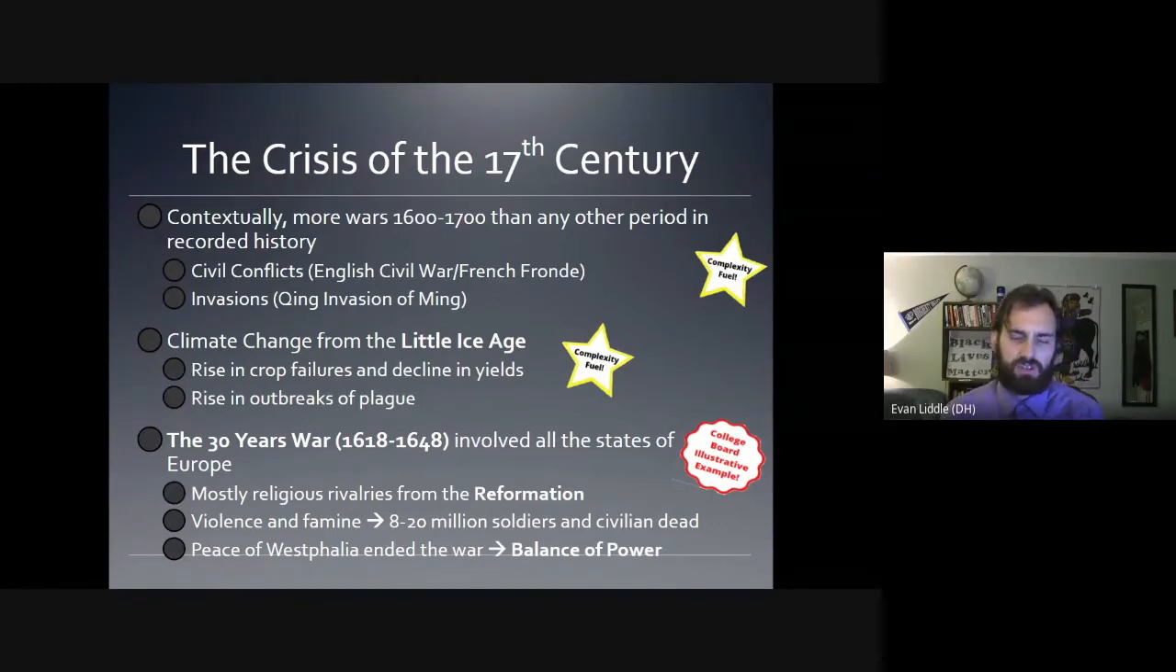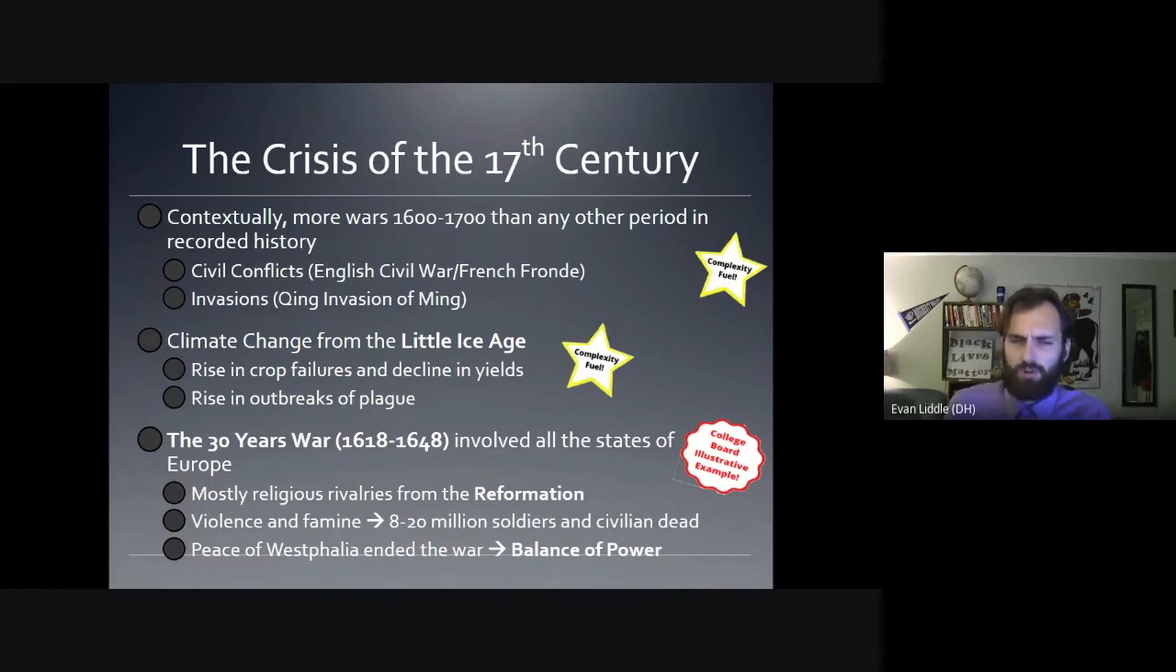And the question is, why was this so gosh darn violent? And part of it probably was the rise of complex states like we've talked about, right? More money and more weapons means you can wage more wars. So that's part of it. But it may also have something to do with the Little Ice Age.